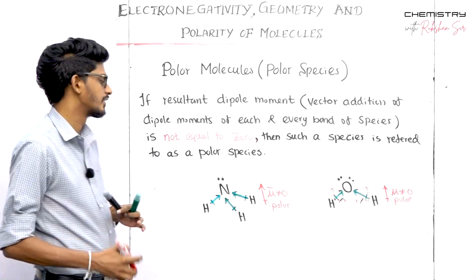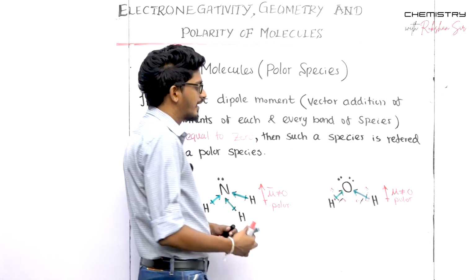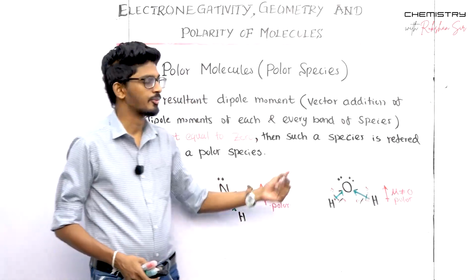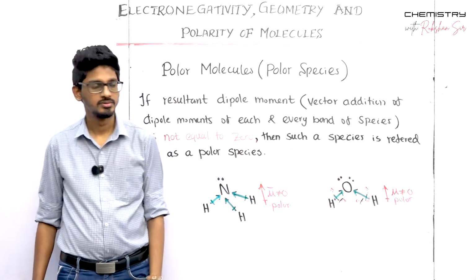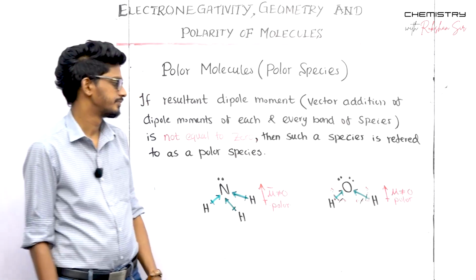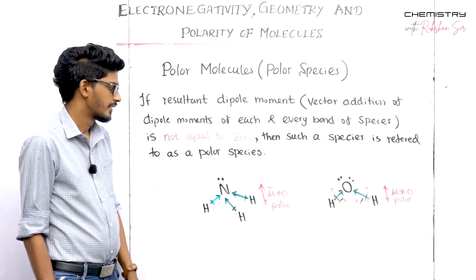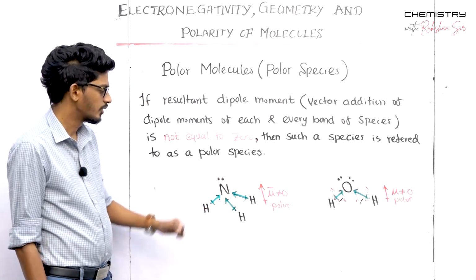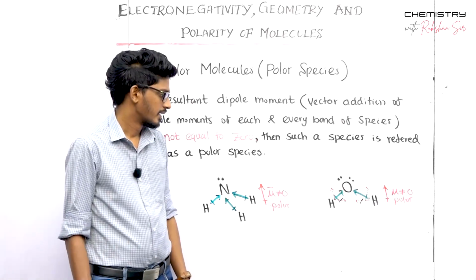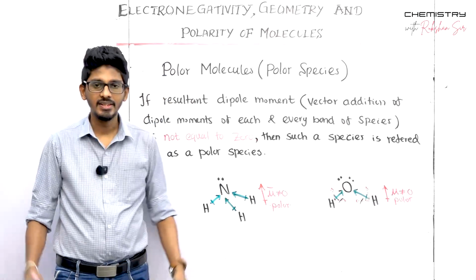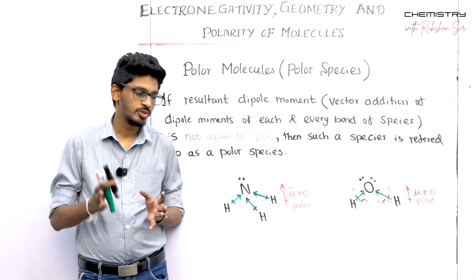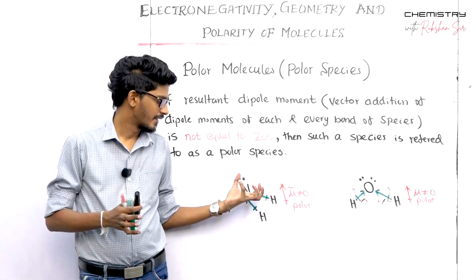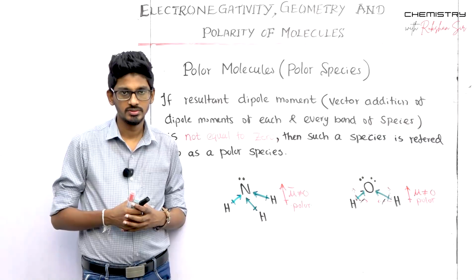So that is how it looks. Any species carrying a net dipole moment is referred to as a polar species. That is also polar. Got the idea? So to decide the polarity of a species, first, you definitely need to come up with the shape of the molecule.